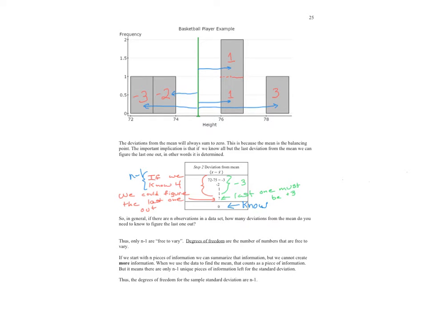So when we use our calculators to find this mean, it doesn't create new information. What it does is it sucks one of the pieces of information out from the original n pieces of information that we had. And since we need the mean to calculate the standard deviation, that means the degrees of freedom for the sample standard deviation are n minus 1.